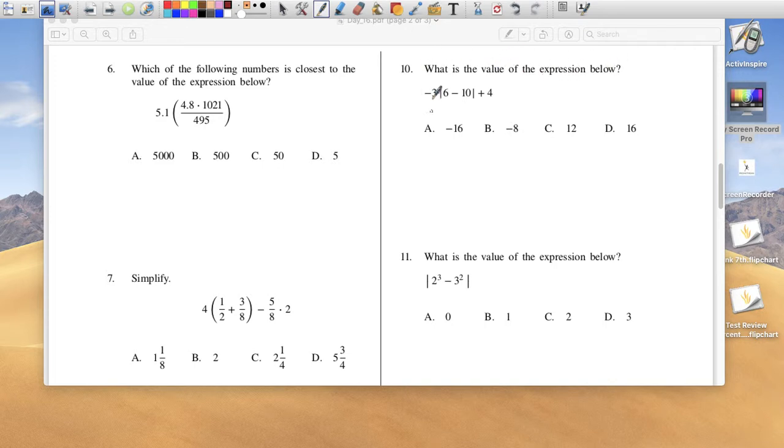What is the value of the expression below? So this one, we got -3. So 6 minus 10 is -4, right? And then plus 4. So we need to actually do this part first, right? Subtract those two numbers. Now I'm going to take the absolute value of -4. So I have this -3 outside, and the absolute value of -4 is just 4, and then plus 4. So you need to take care of the absolute value first, and then do the other operations. Now I can multiply. This is -12 plus 4, and -12 plus 4 is -8.